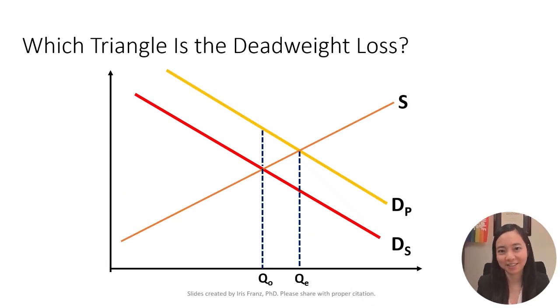One challenge is this. We see two triangles. So which one is the deadweight loss? Here's the tip. We will focus on the social demand curve because it reflects the benefit to the entire society. Therefore, we will erase the private demand curve to focus on the social demand curve. Once we erase the private demand curve, you see only one triangle. That is the deadweight loss.